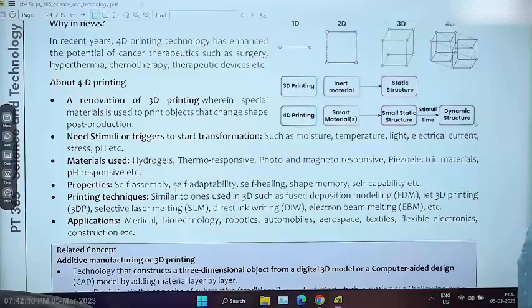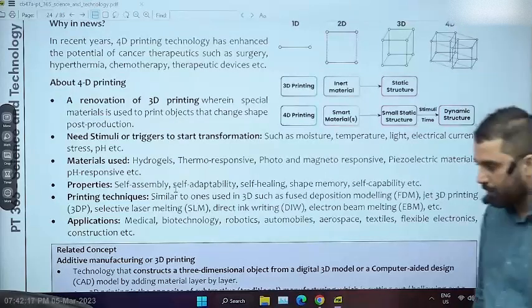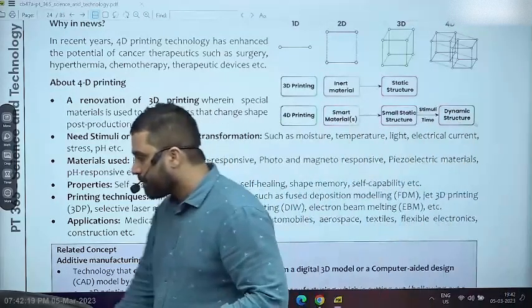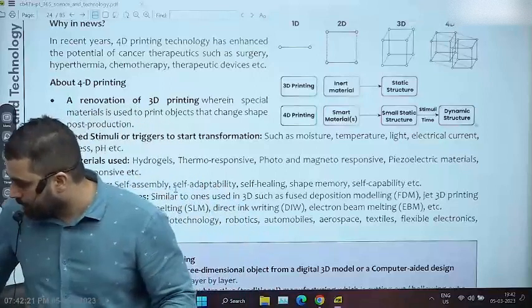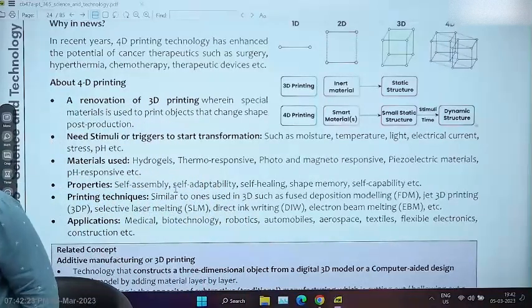So the idea of 4D printing is 3D printing plus flexibility after printing, and that flexibility will come with the help of special types of materials which can take shape depending upon stimuli. So it can have applications in many areas.